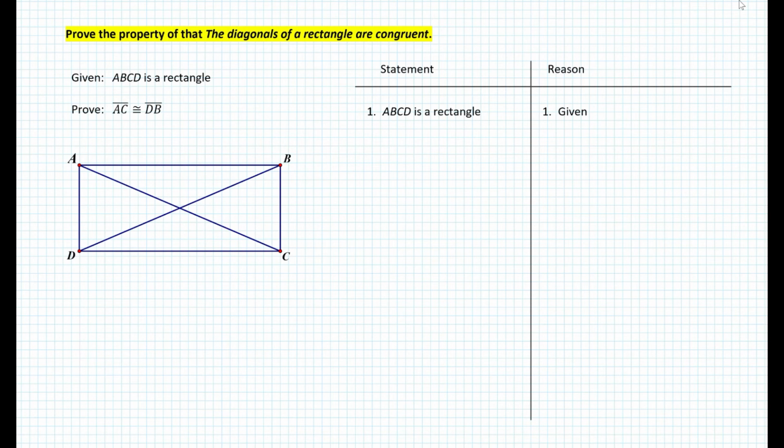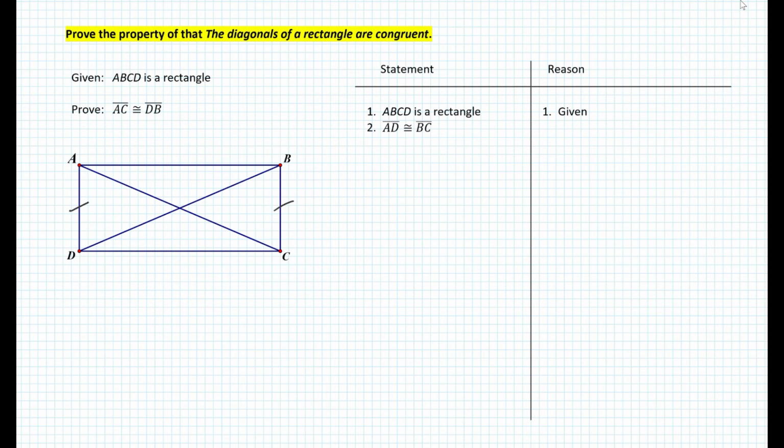Well, what we can do here is look at triangles ACD and triangle BCD to prove those 2 triangles congruent, and then use corresponding parts of congruent triangles are congruent. Okay, so to get started, we can, for example, state that these 2 sides, the opposite sides, are congruent. For example, that segment AD is congruent to segment BC. So let's write that in. Okay, so what's the reason for that?